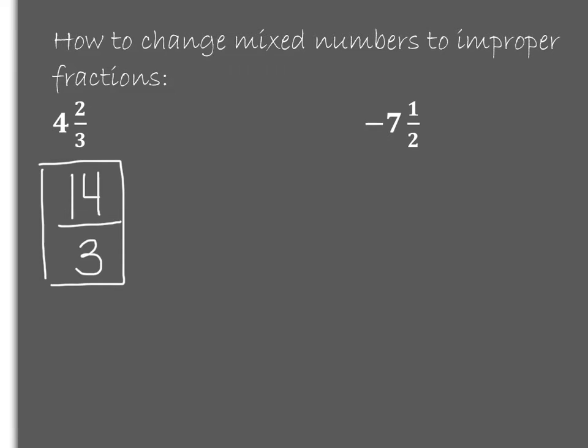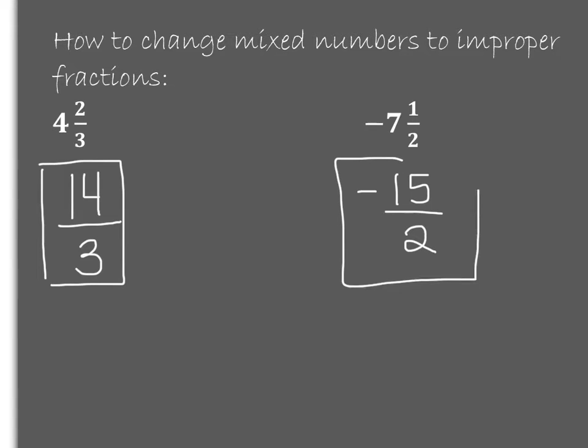This one I included particularly because of the negative sign. You're still going to multiply the whole number by the denominator, but you're going to ignore the negative sign until the very end. So we're going to treat it as a positive 7. 7 times 2 is 14. We still add the numerator to get 15. So if this had been a positive mixed number, it would be 15 over 2. But because it's negative, we just drop down that negative sign at the end.